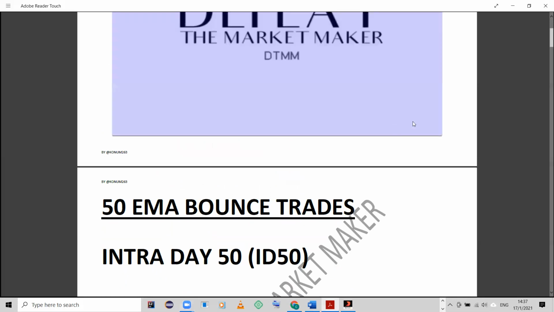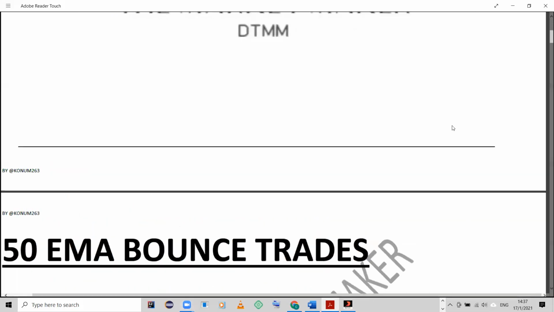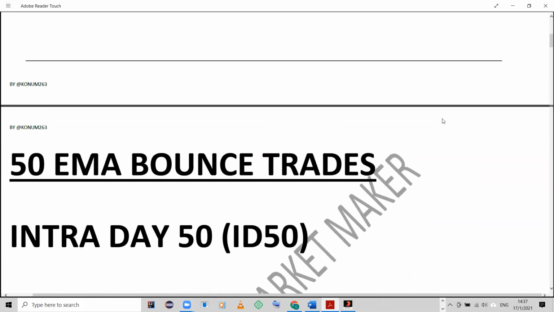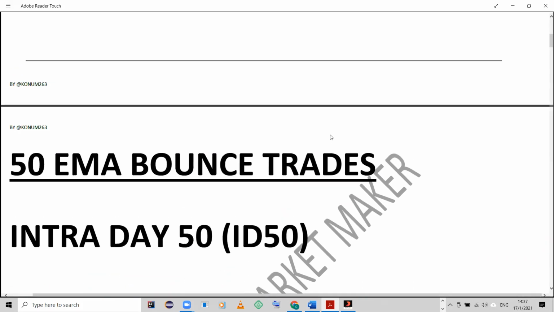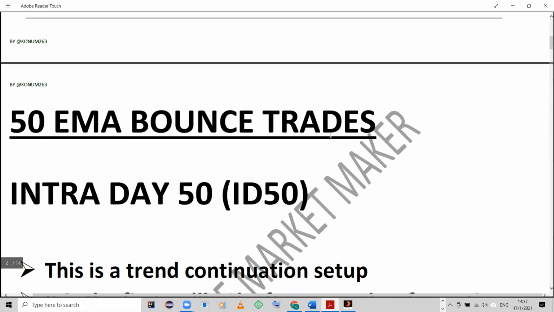Today's topic, as you can see on the screen, is the 50 EMA bounce trades, also known as the Intraday 50, or ID 50. That's the nickname that my students and I use for it. So let's move on. What is an ID 50? You might be asking me right now.